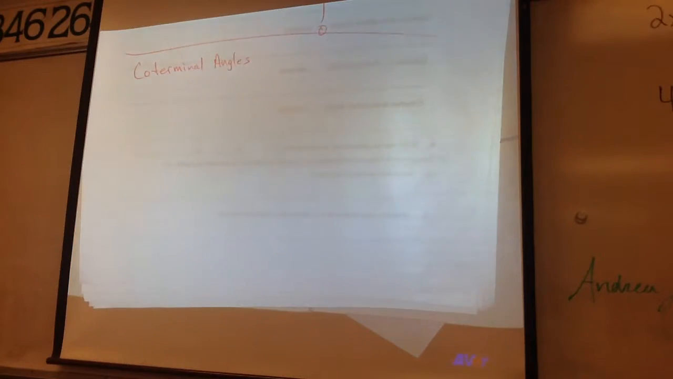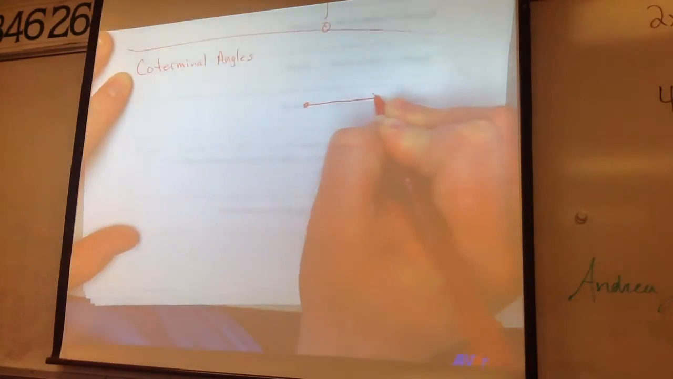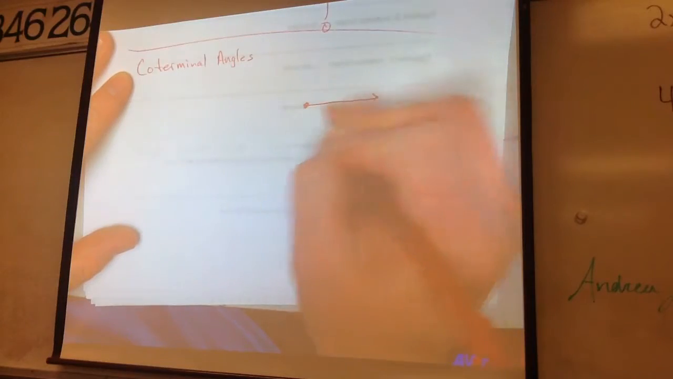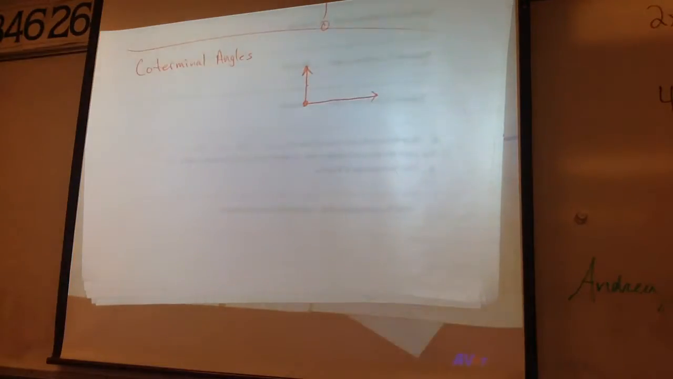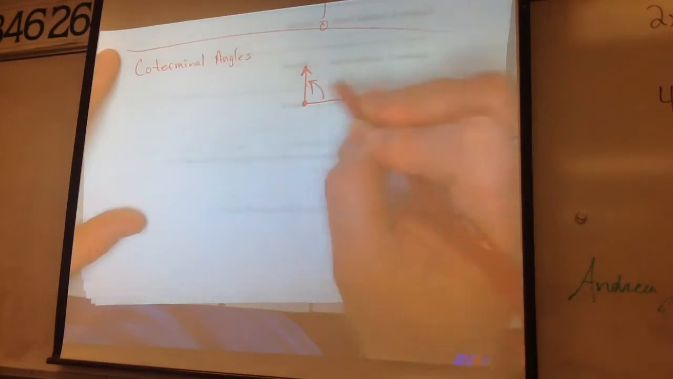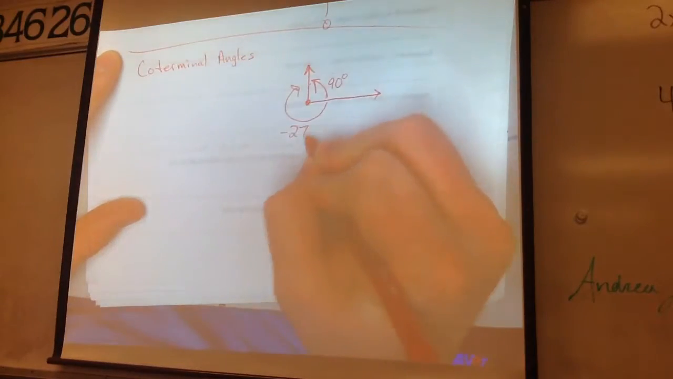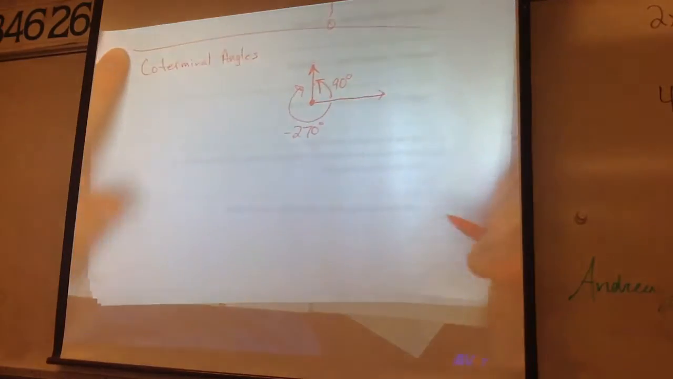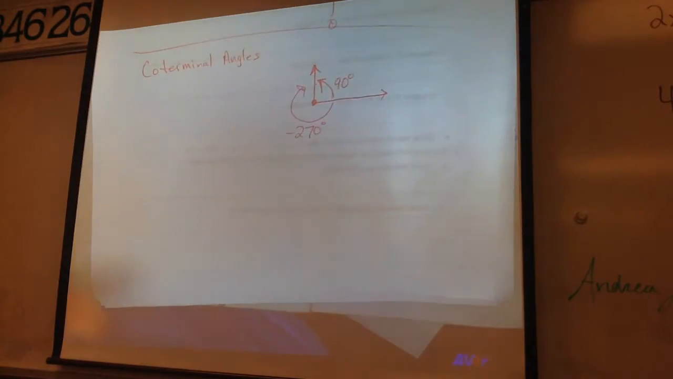Coterminal. What's that word mean? Terminal is like the end. They end in the same spot. So you always start right here, and you can go this way or this way, but either way you go, you're going to end in the same spot. If I go this way, that's 90 degrees. If I go this way, it's negative 270. Those are the same thing. Those are coterminal angles, meaning they end in the same spot.